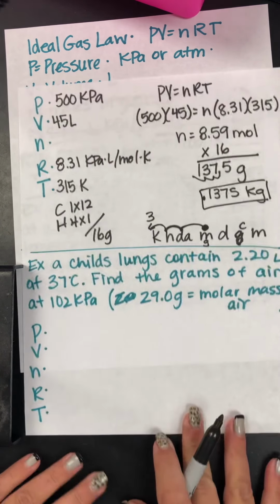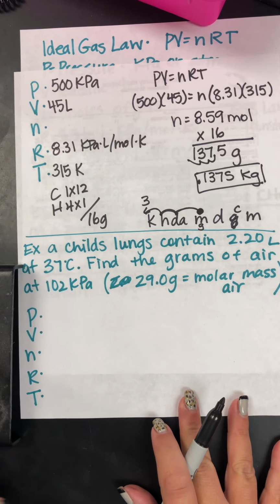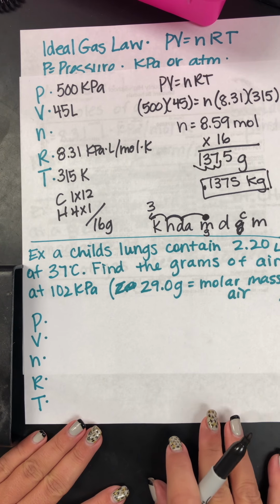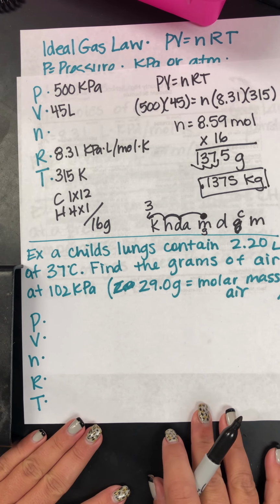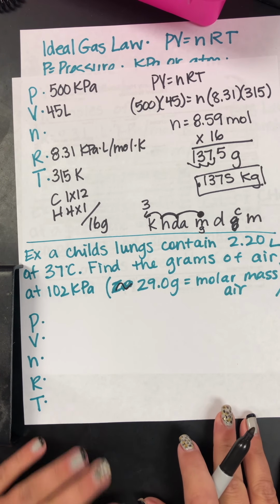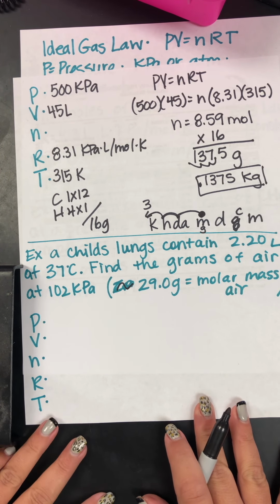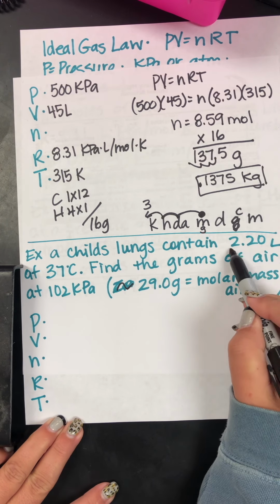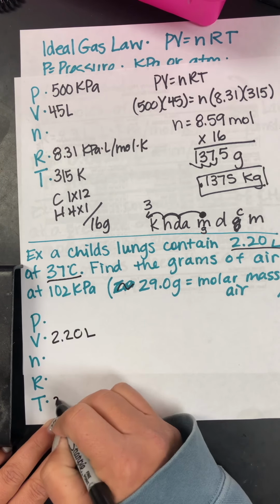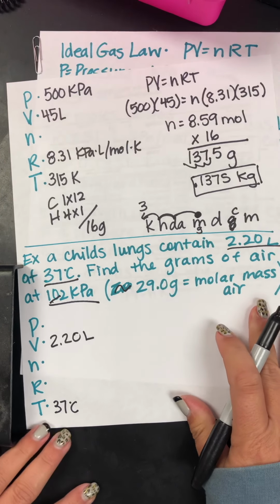Okay, another problem. Pause it, write it down if you need to. It says a child's lungs contain 2.20 liters at 37 degrees Celsius. Find the grams of air at 102 kilopascals. It's saying the mass of air is about 29 grams, since air contains oxygen, nitrogen, argon, and a whole bunch of other gases. So pick out what you know. I have 2.20 liters. Liters means I have a volume. At 37 degrees Celsius, that's a temperature.